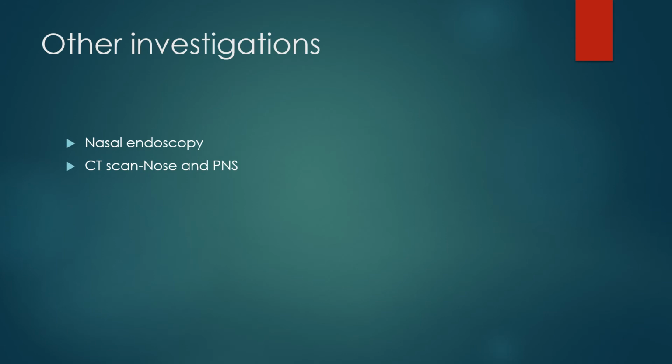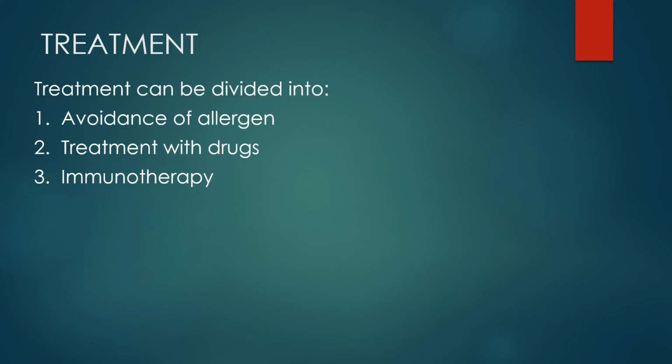Other investigations which can be done are a nasal endoscopy to see whether there is any deviated nasal septum or hypertrophied inferior turbinates, and CT scan of the nose and paranasal sinus to look for any associated nasal polyposis. Treatment can be divided into avoidance of allergen, treatment with drugs, and immunotherapy.